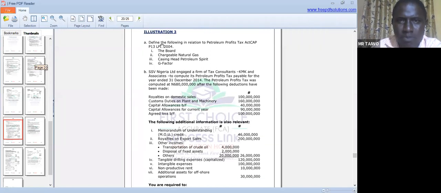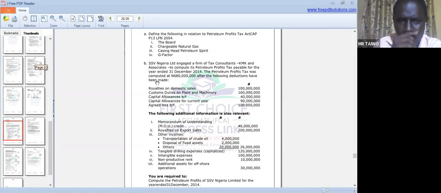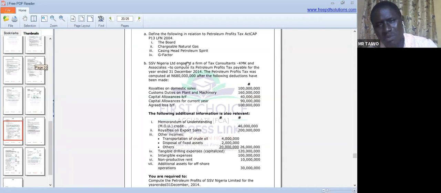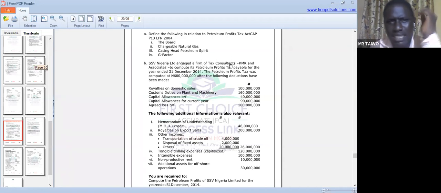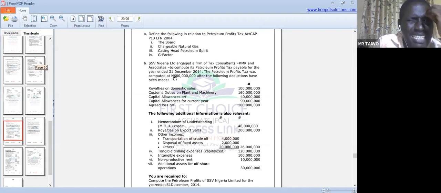Look at it. It said, they find the following in relation to the Petroleum Profit Tax Act: the board, the chargeable natural gas, casing head petroleum spirits, and G factor. All these, the notes are there. Are you getting me now? Now this is where I'm actually going. SSB Nigeria Limited engaged a firm of tax consultants, PMK and Associates, to compute its petroleum profit tax payable for the year December 2014. The petroleum profit tax was computed at what? They said they have computed it.